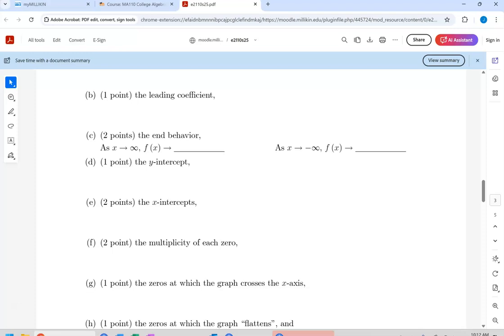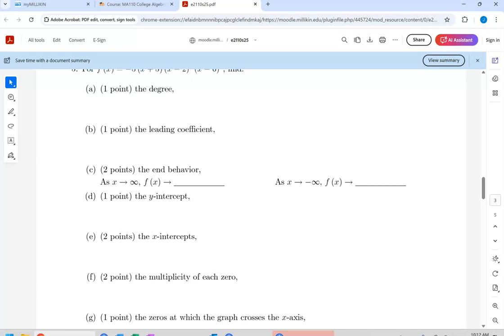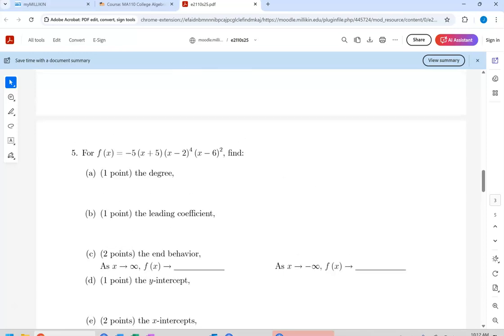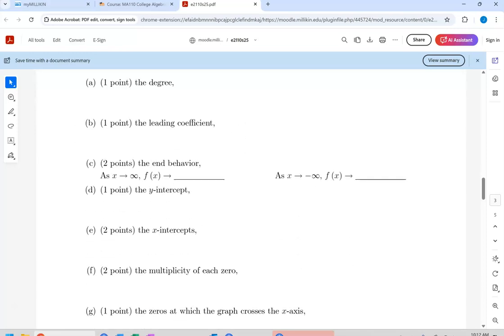How do you find the y-intercept again? Yeah, put the 0 in for x, right? The x-intercepts we should be able to read off since it's factored, right?